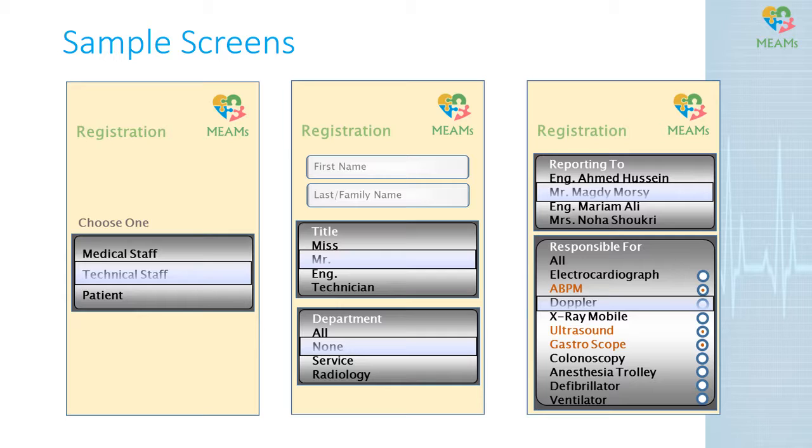What I would like also to give, just to give a feeling of the application, is to take you through some sample screens. So this is an example of a registration screen, and as I said, this is an integrated solution. You can identify a medical staff, a technical staff, or a patient, and then with the registration you can have the name and the department. For example, for the equipment, you can see that the Doppler equipment is under the responsibility of this individual, who his supervisor is, and who he is reporting to.